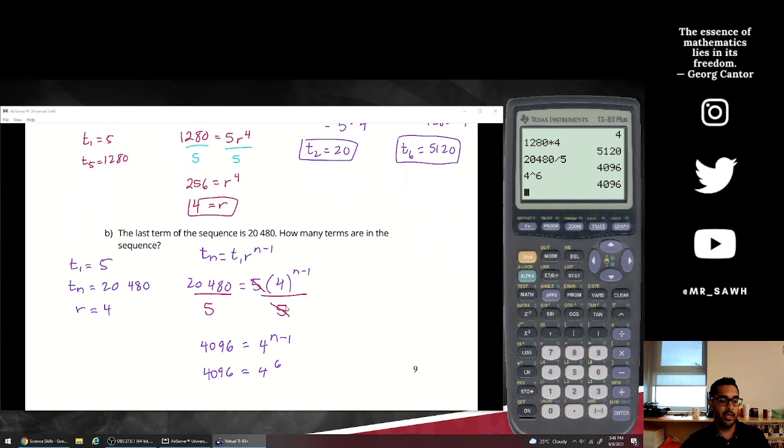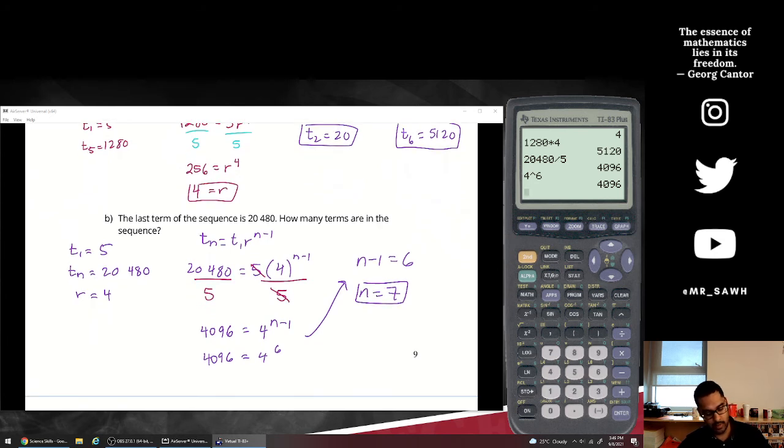Once you figure that out, make your exponents equal to each other, and then you can find out the value of n. So n minus 1 should be 6. That means n is 7, which then tells you that there are 7 terms in this sequence. Okay, there's 7 terms in the sequence. N is 7, which really means that T7 is equal to 20,480. Right, that's the 7th term. Okay, so all looks good.